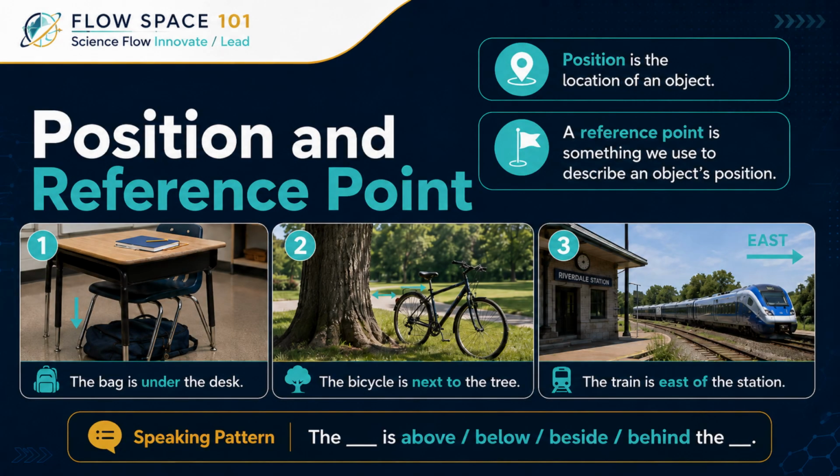Now let's learn 2 important words, position and reference point. Position is the location of an object. A reference point is something we use to describe an object's position. Look at the examples. The bag is under the desk. The bicycle is next to the tree. The train is east of the station. We use other objects to help describe location. Let's practice this speaking pattern. The ___ is above, below, beside, or behind the ___.